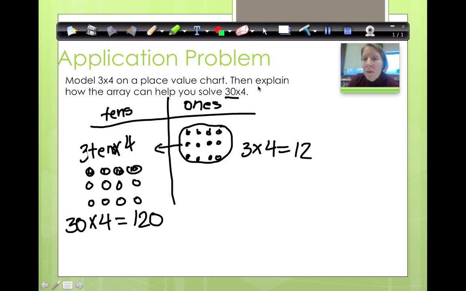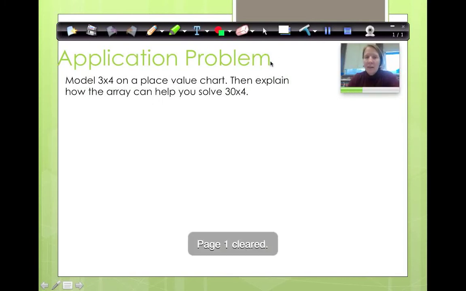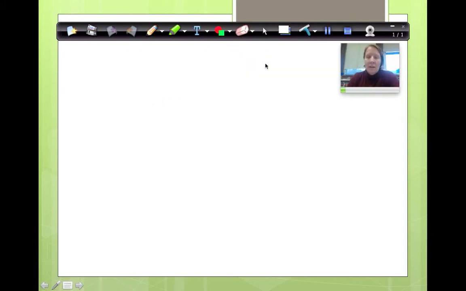So if you were given a problem and you were told to explain it in your words, I would hope that you would tell me that you're taking this array, you're moving it over to the 10s pocket, and instead of each of the dots being worth 1, each of the dots are now worth 10. All right? Okay, moving on. Now, I'm going to write this for you to see.